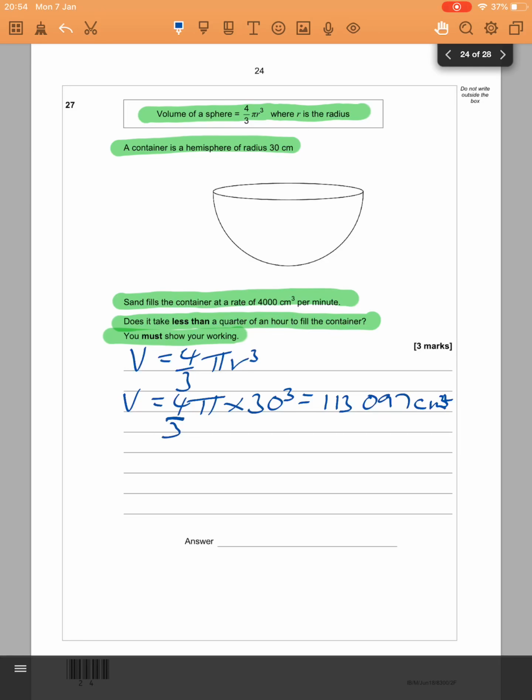So you've now got to think, well, if that's for a full sphere, how am I going to find the volume of a hemisphere? And when you've done that, you can then see how many minutes it's going to take to fill this hemisphere up. If 4,000 centimetres cubed go into the container every minute, then how long is it going to take to fill the hemisphere? And you can see then if it's more or less than a quarter of an hour to fill that up.